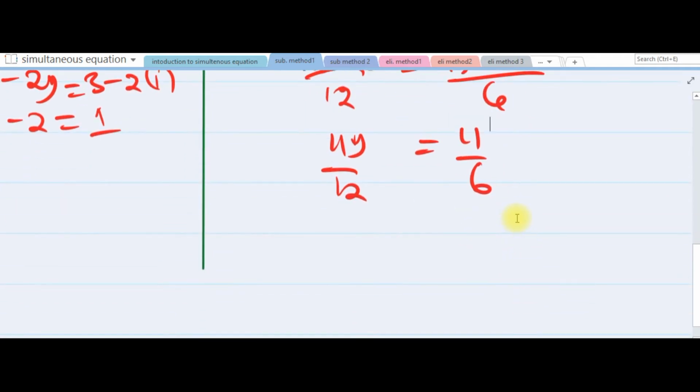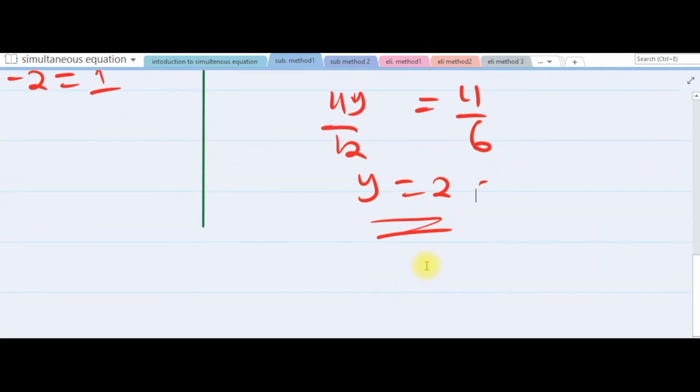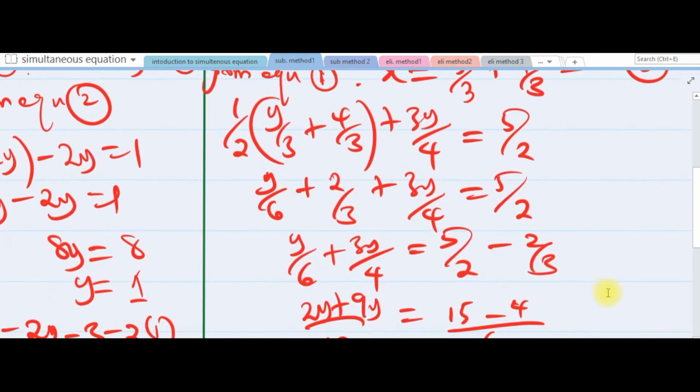So what do you notice? 11, 6, 2. So y equals 2. Do you get 6 in 12 is 2? 11, so 2 goes over. So y is 2. So the next one, remember, we need to find the value of x.